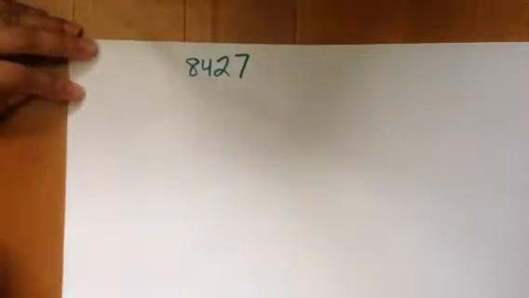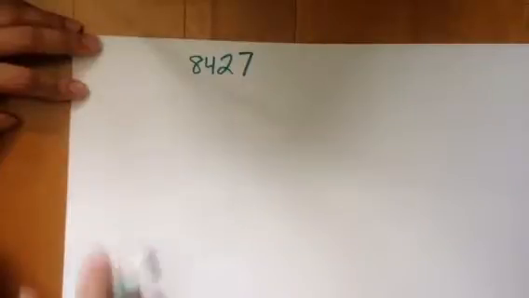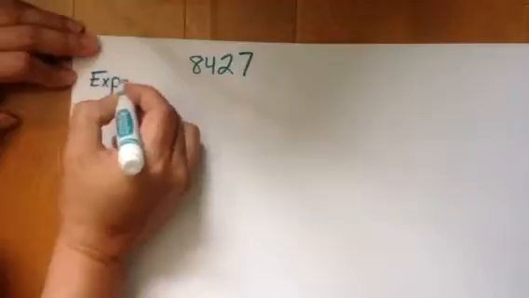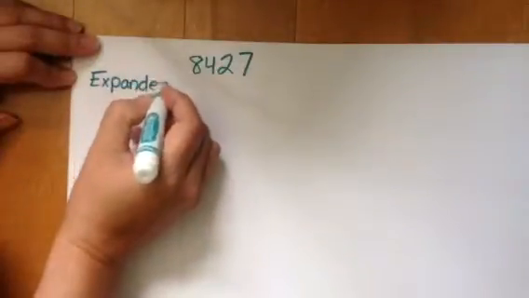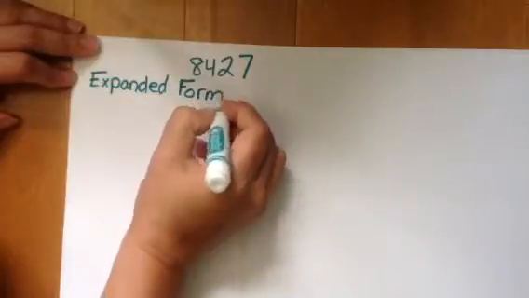So the way you should read this number is 8,427. Now when we do questions, you're going to have to read and write numbers in different ways. One of those ways is in expanded form. Expanded form just means that you are going to kind of blow up the number.